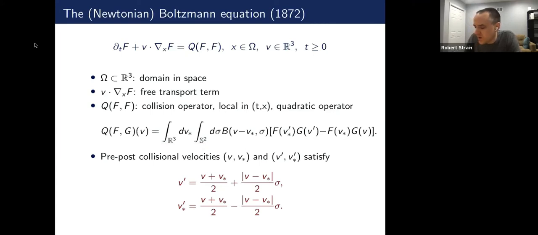So you have the integral over dv_*, dσ, you have the kernel B, and you have f of v'_* g of v' minus f of v_* g of v. And the pre- and post-collisional velocities v, v_*, v', v'_* satisfy these expressions. So if v and v_* are the velocities of two particles that will collide, then after collision, their velocities are given by these quantities, and σ parameterizes a sphere as written here. Okay, so as you can see, the post-collisional velocities are much simpler.